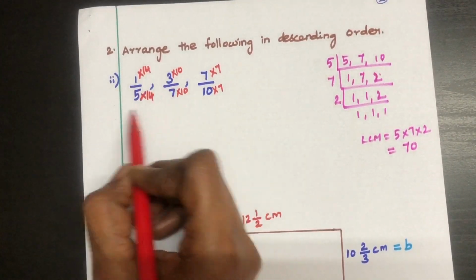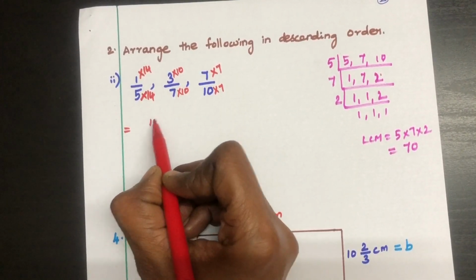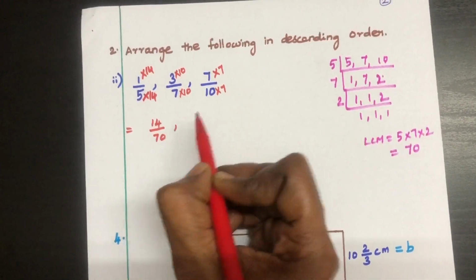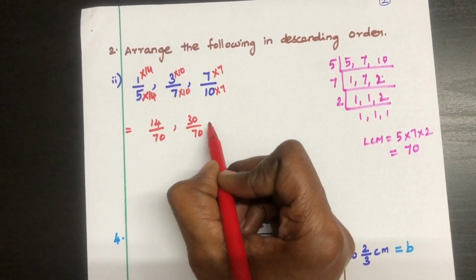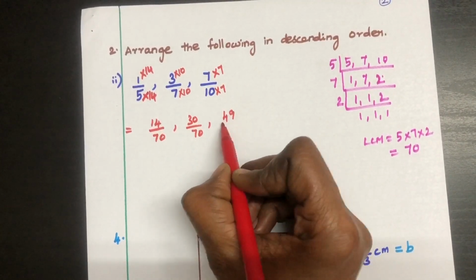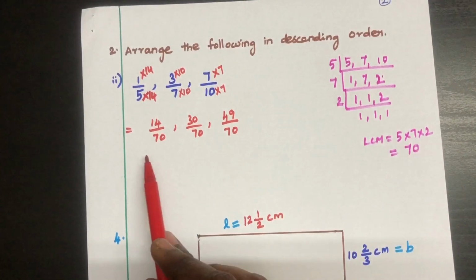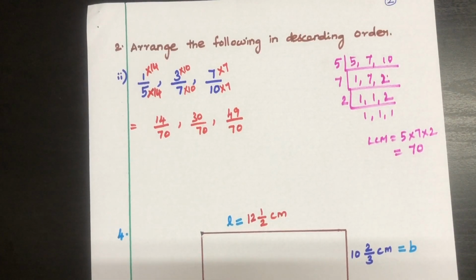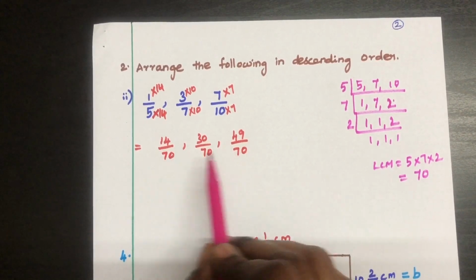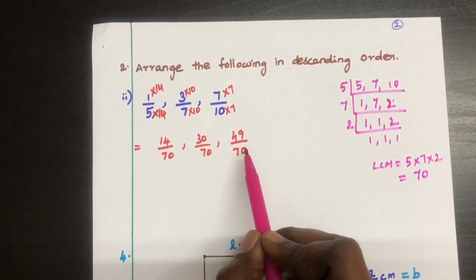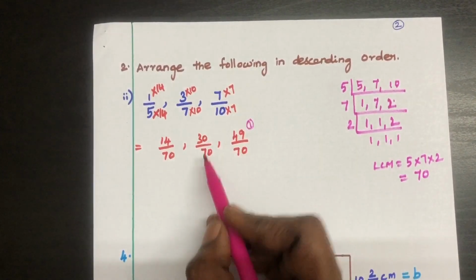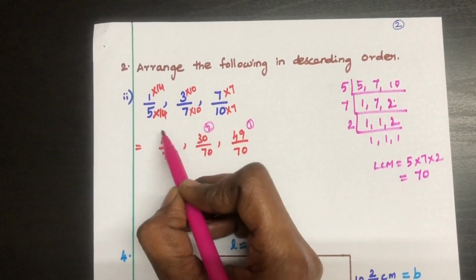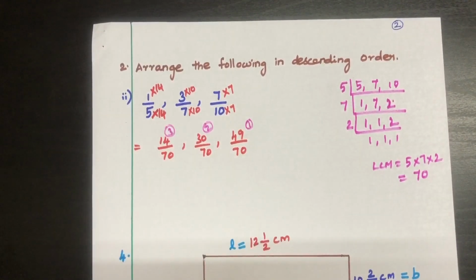So how will these fractions change now? See here, 14 by 70, comma, 3 into 10 is 30 by 70, comma, 7 7s are 49 divided by 70. See, these are all like fractions. In like fractions, it is easy to compare. If the numerator is bigger, the fraction is bigger. So, which numerator is bigger here? This is bigger. So, this is the first number. And the second bigger is this, the second. And this is the third bigger fraction.